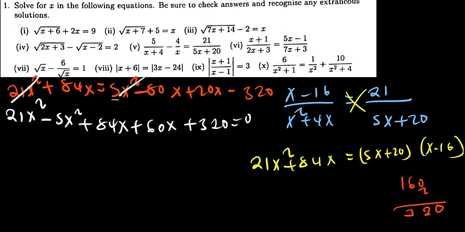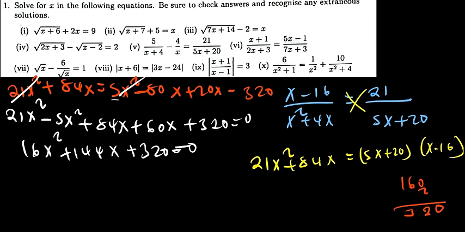So what is 21 minus 5? Okay, what is 21 minus 5? Is 16. So 16x squared. What of 84 plus 60? So if I do 80 plus 60 is 140, plus 4, 144. X plus 320 is equal to 0. Now this is the equation I have.